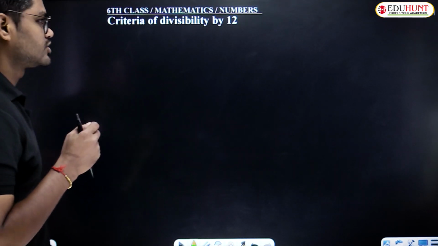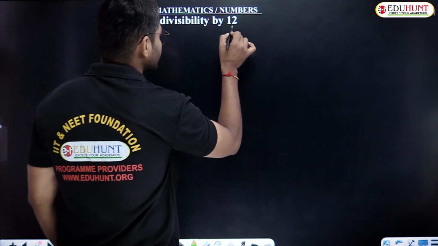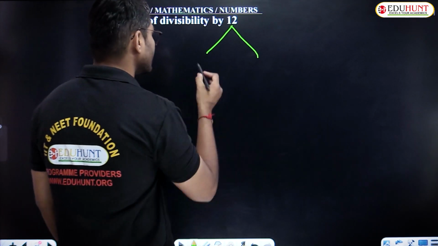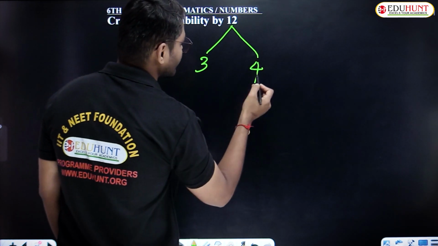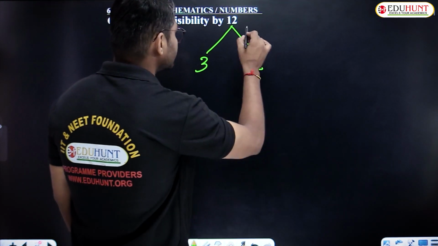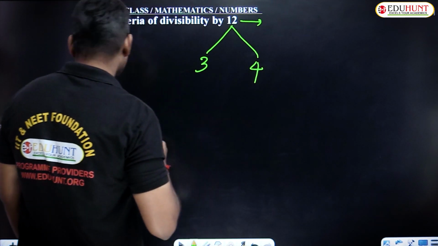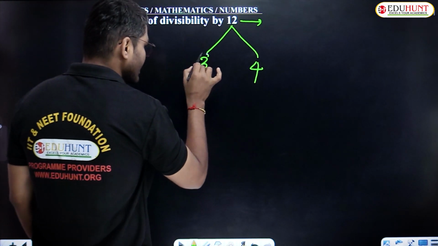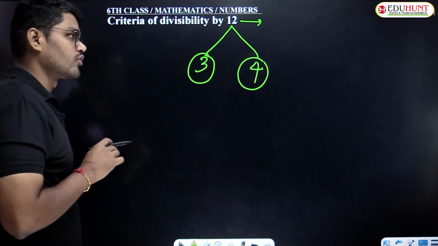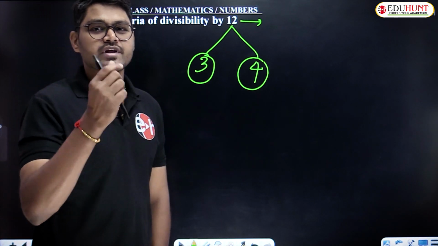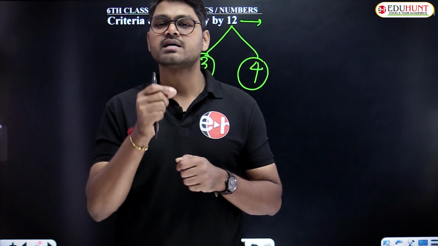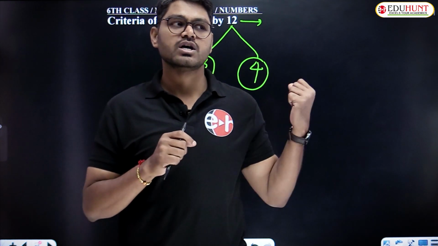Divisibility rule by 12. Okay. Take the factors of 12 as we have done in the 6 divisibility rule. So 3 and 4. That means the number must be divisible by 3 and must be divisible by 4. If a number is divisible by both 3 and 4, then the whole number is divisible by 12. This is the 12 divisibility rule.